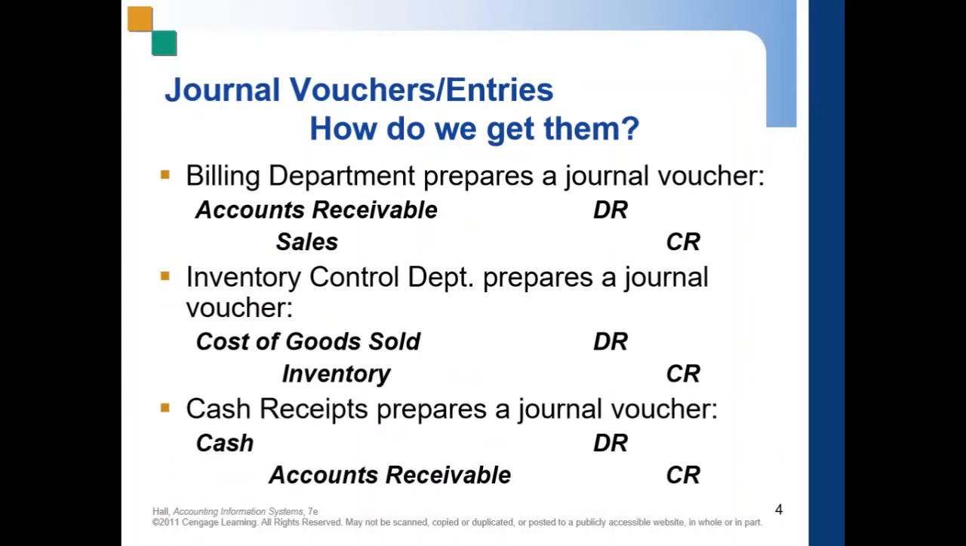If you remember the figure in the previous slide, you have the following departments involved. Now, how do we recognize the entries involved in the revenue cycle? In the billing department, they prepare the journal voucher wherein they recognize the sale that occurred, and at the same time recognize the accounts receivable. The inventory control department is the one that recognizes the inventory that is credited. Of course, when there is a sale, inventory should decrease, and they also recognize the cost of goods sold.